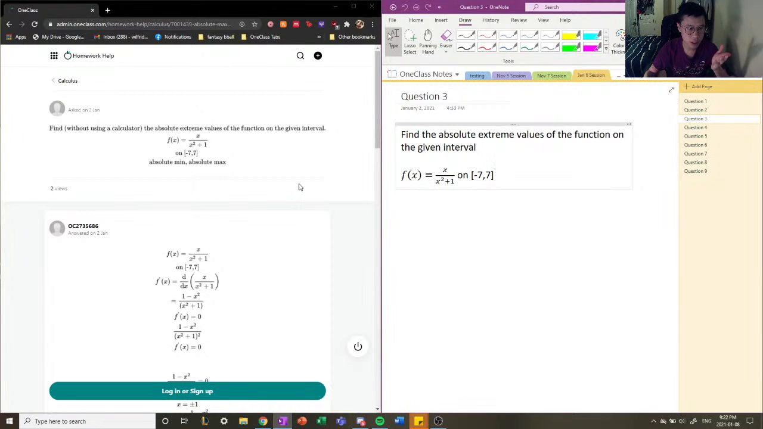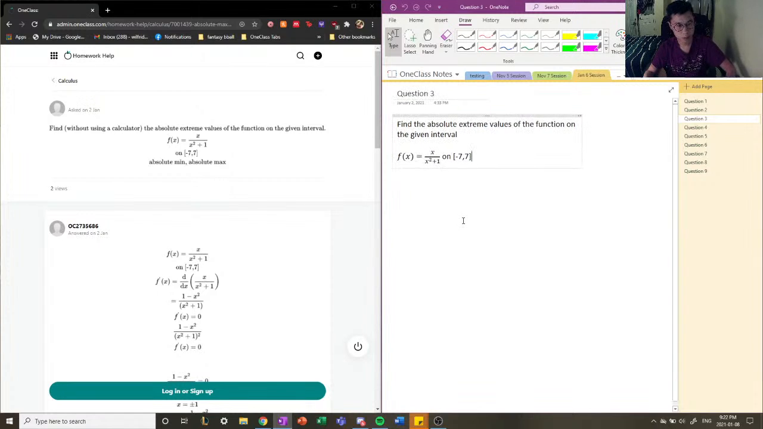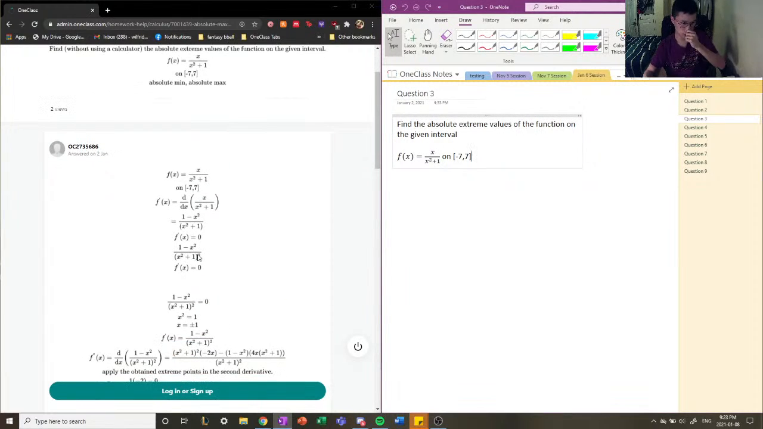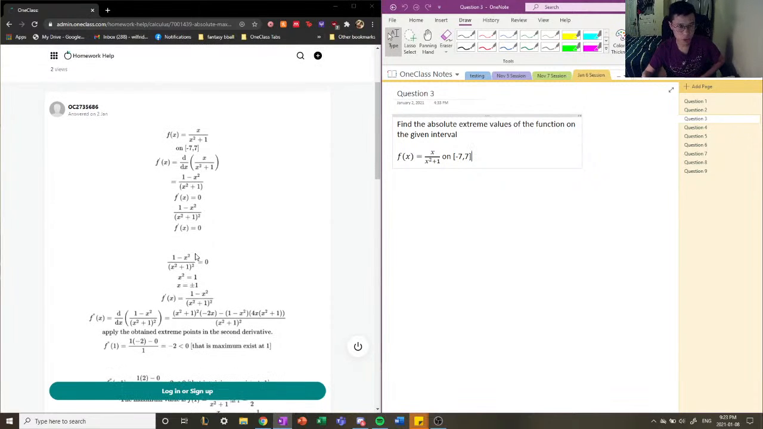In this case, they gave us this function. This is a reciprocal function, x over x squared plus 1. We need to find the absolute extreme values of this function. We're going to use the second derivative test and the first derivative to find our absolute extreme values, and I'll walk you through it.